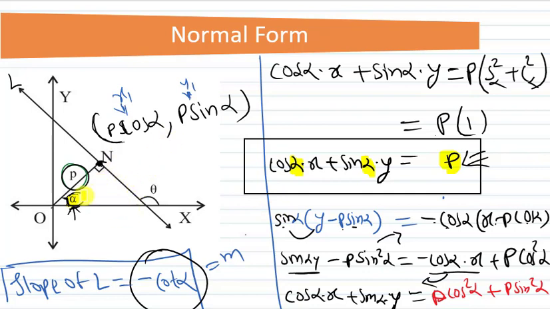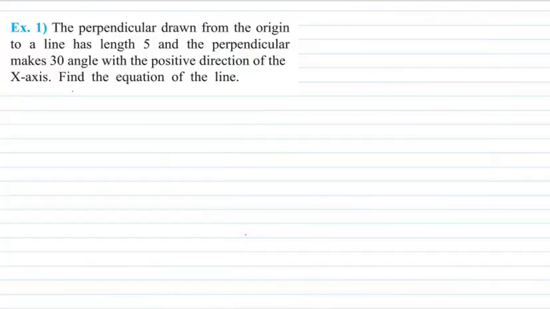Right. So whenever the information about normal to the line is given and that normal should be from origin, we can easily derive or find the equation of the line by using this formula. Cos alpha into x plus sin alpha into y equals to P. Just remember this, have a note. We will take an example, the application of this formula, right? That's all.